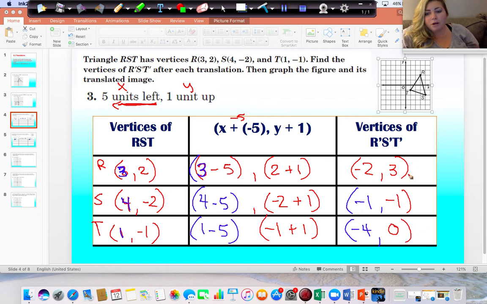So our new coordinates for R, S, and T, and they've got this little mark after them, okay, and that's just letting you know that these are our new triangle, R'S'T', and not our old triangle, RST. So these are the coordinates or the ordered pairs for our new triangle, R'S'T'.